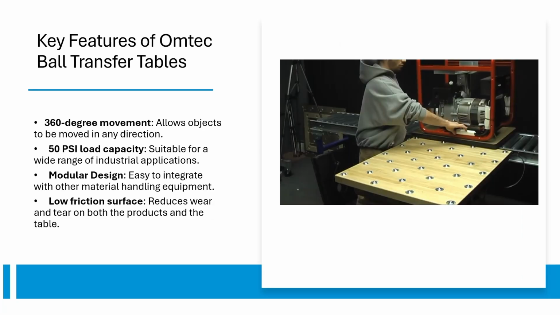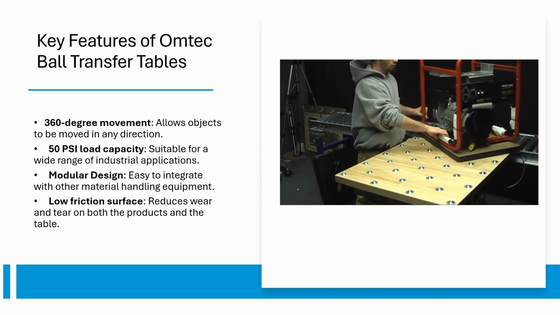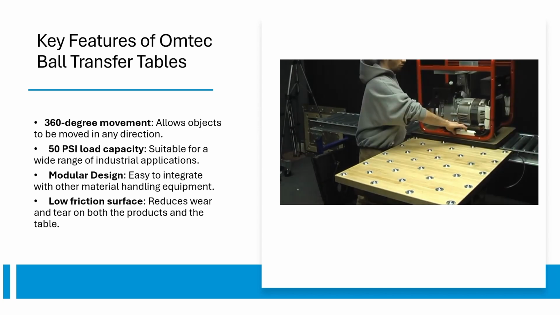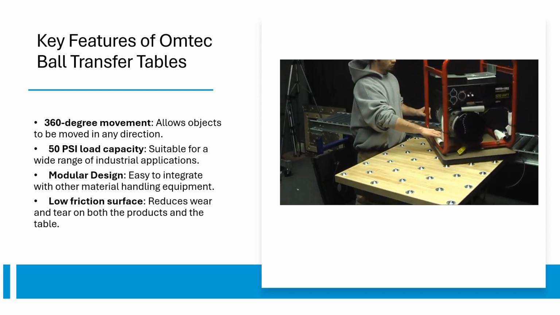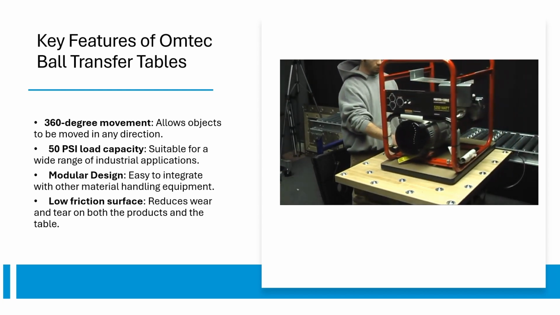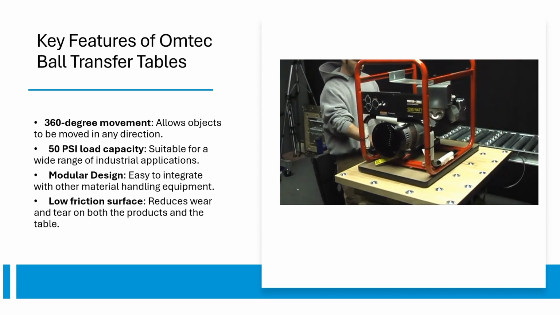Key features of Omtec ball transfer tables. 360-degree movement. Allows objects to be moved in any direction. 50 psi load capacity. Suitable for a wide range of industrial applications. Modular design. Easy to integrate with other material handling equipment. Low friction surface. Reduces wear and tear on both the products and the table.